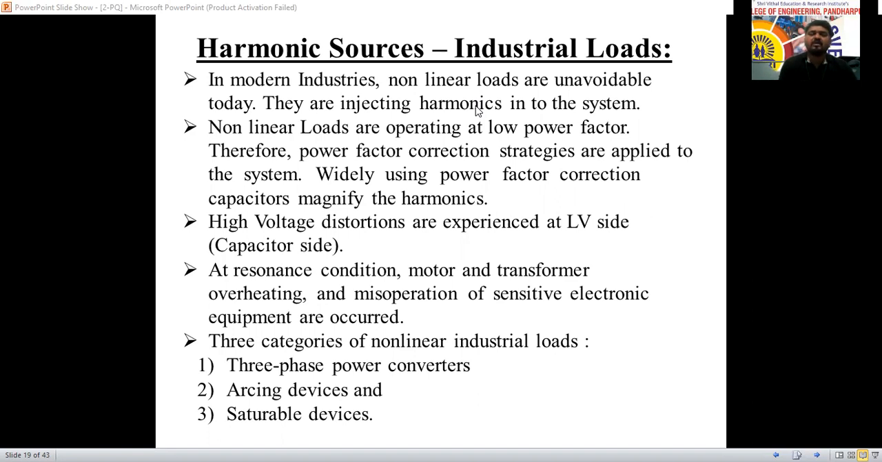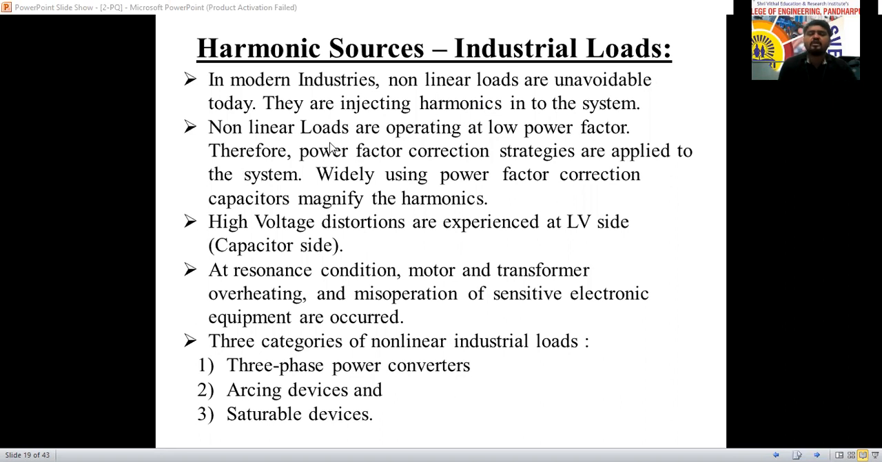But by using these non-linear loads, the static devices, that is unavoidable. We cannot avoid that one. They are injecting harmonics into the system. They are going to inject harmonics into the system.